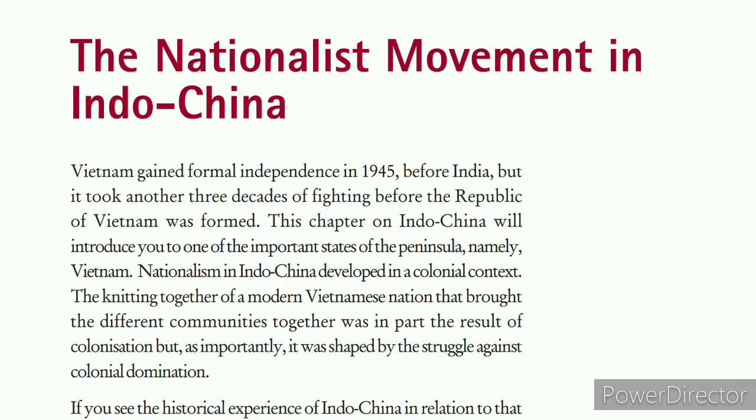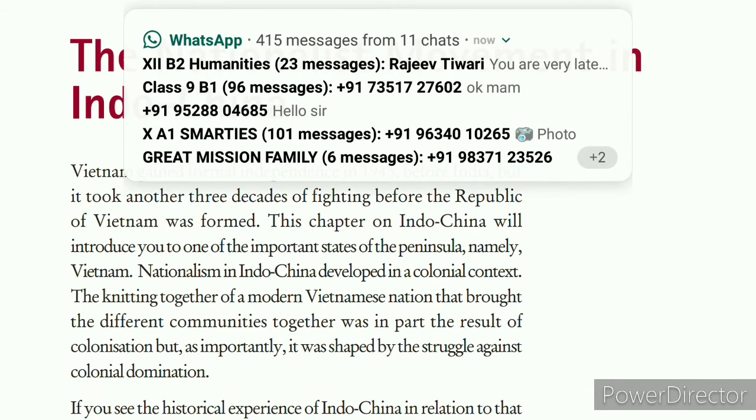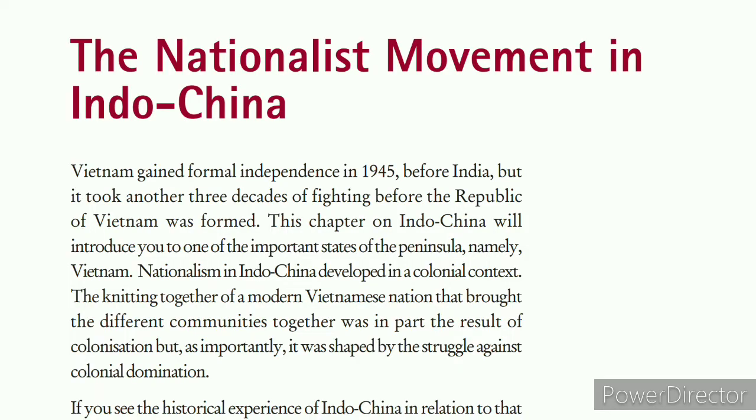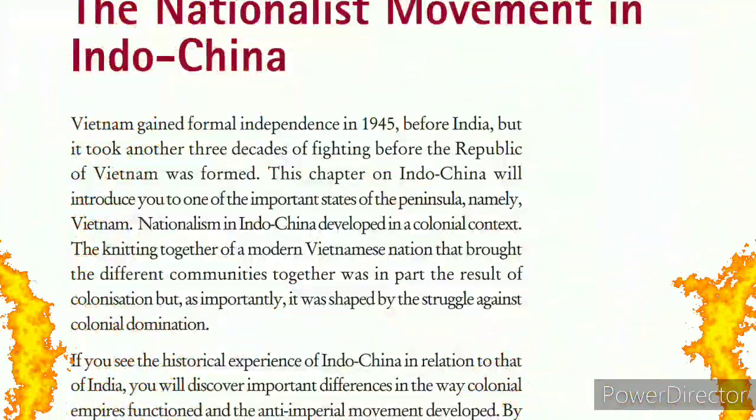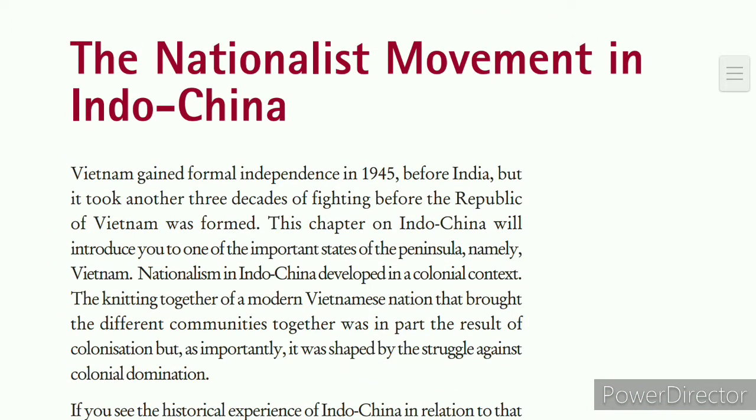Next, nationalism in Indochina developed in a colonial context. Right? We will also see how the Vietnamese nation, which brought different communities together, was in part a result of this. We already understand the meaning of nationalism, and how different communities come together, knitting together, for the struggle against colonial domination. Here also the same is happening, right?